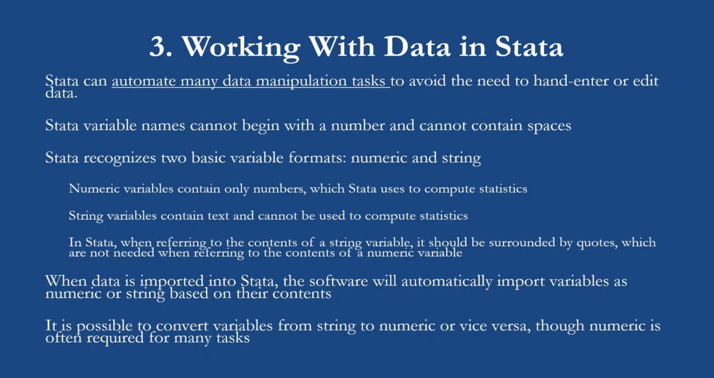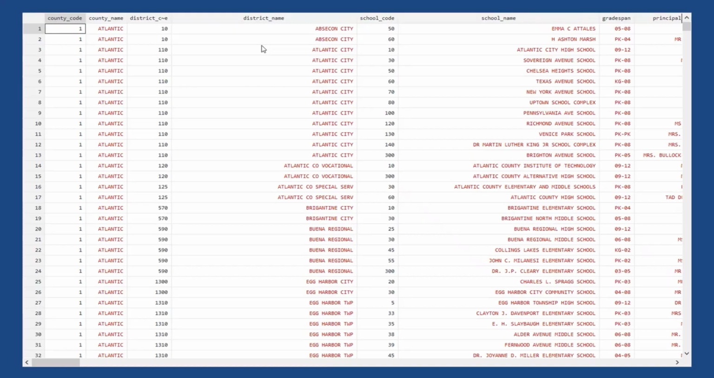This is important to understand: when you import data into Stata, it recognizes variables as either numeric or string based on their contents. So if you have a data set that has, say, a person's name and then their age, as long as that age variable contains only numbers, Stata will automatically recognize that as a numeric variable. And again, we can move back and forth between string and numeric. So those are the different kinds of data.